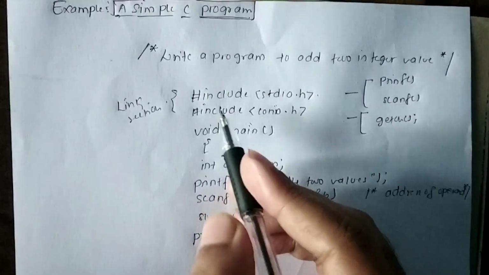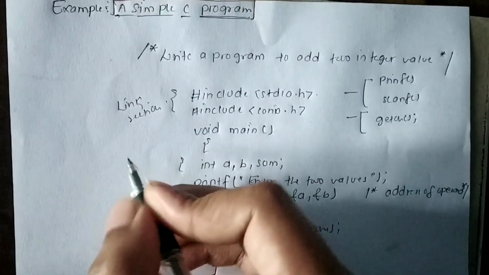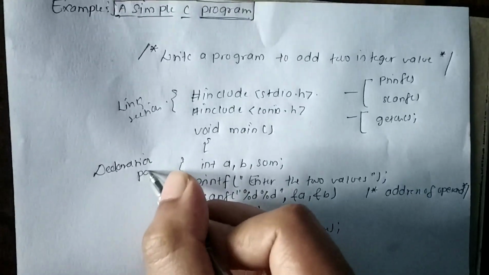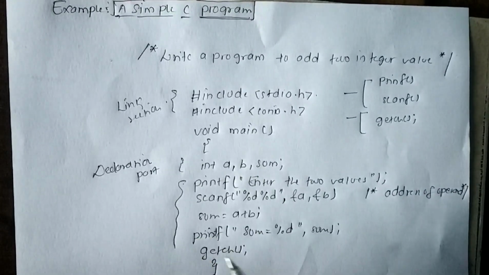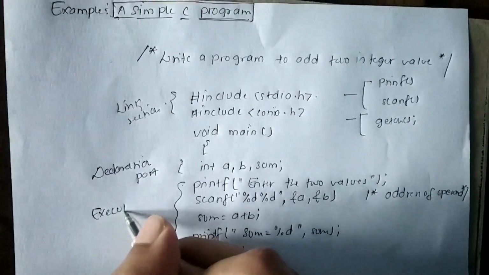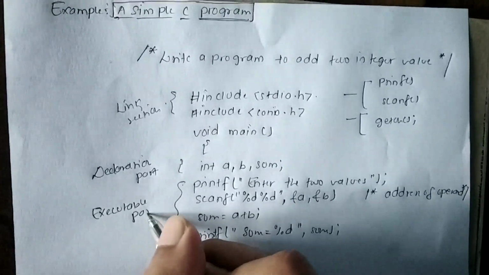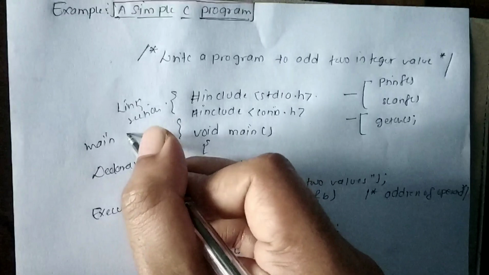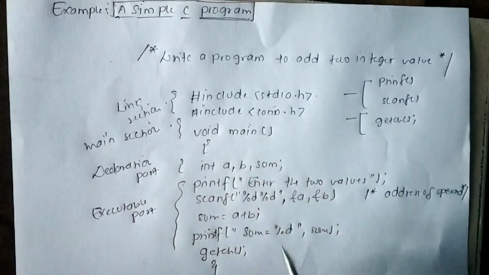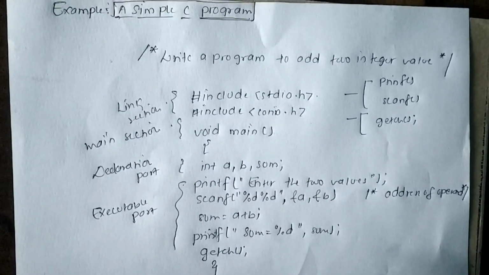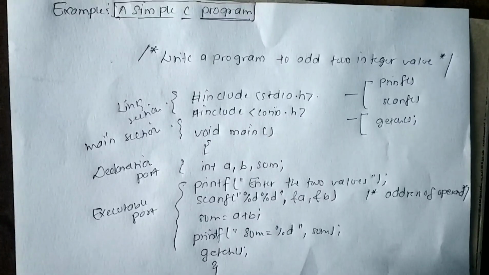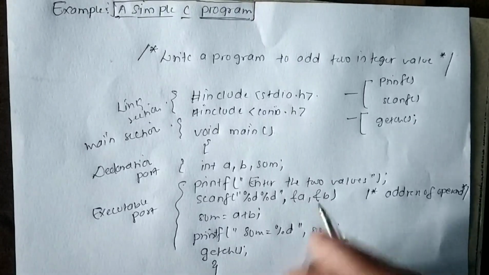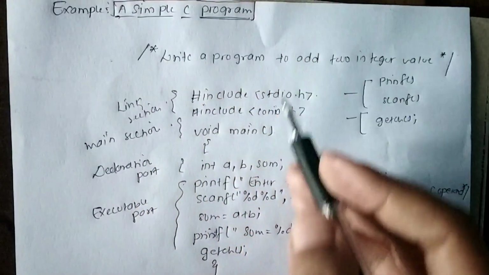In this program, this was the link section, this was the declaration part, this was the executable part, this was the main section. The subprogram section is used for user-defined functions. These are optional, so we are not using them for a simple C program.